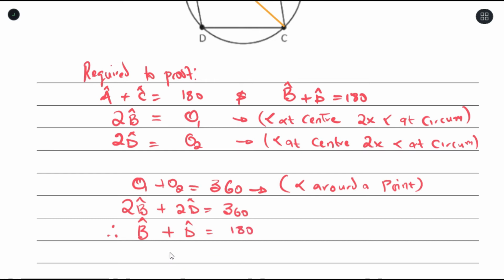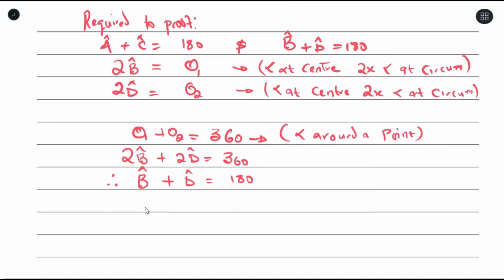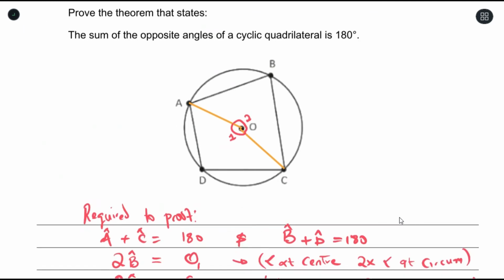Okay, but since we are also trying to prove that a plus c would also be equal to 180, we understand that in every quadrilateral, the sum of angles is always 360. So if b plus d is equal to 180, it would also mean that a plus c would also be equal to 180. And the reason for that is the interior angles of a quadrilateral, right? It always adds up to 360, and that's it. So this here is the proof of this question over here.